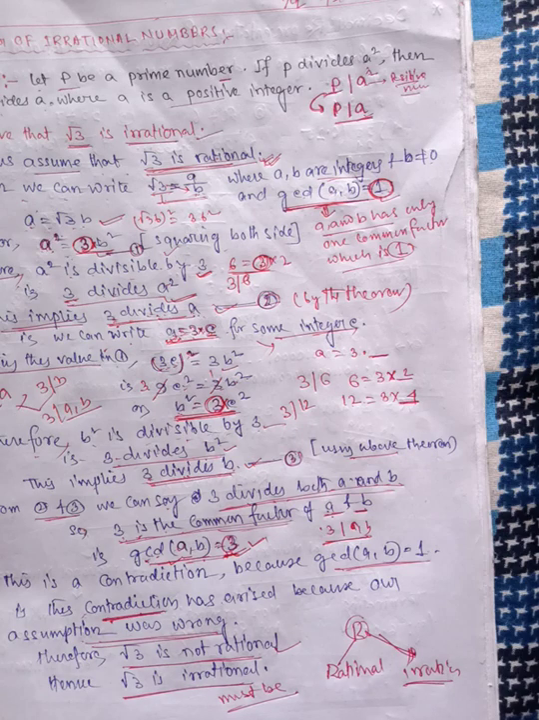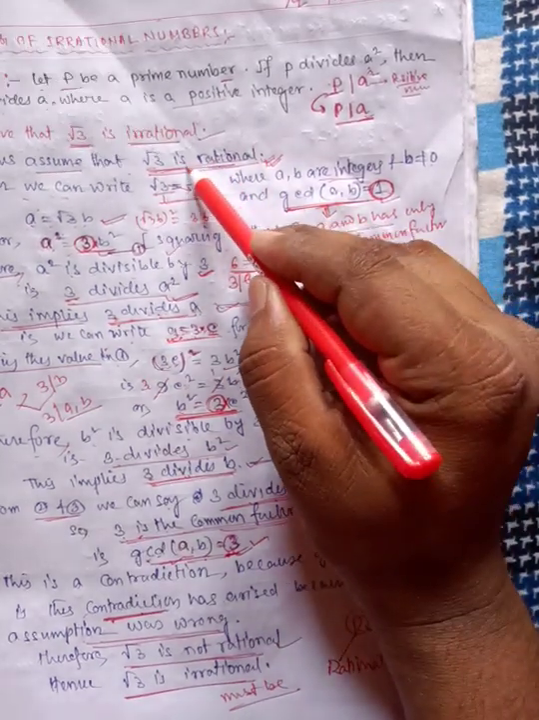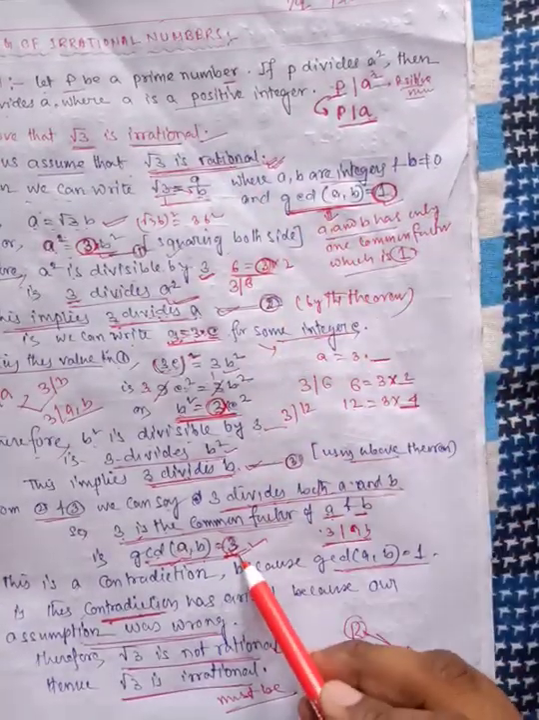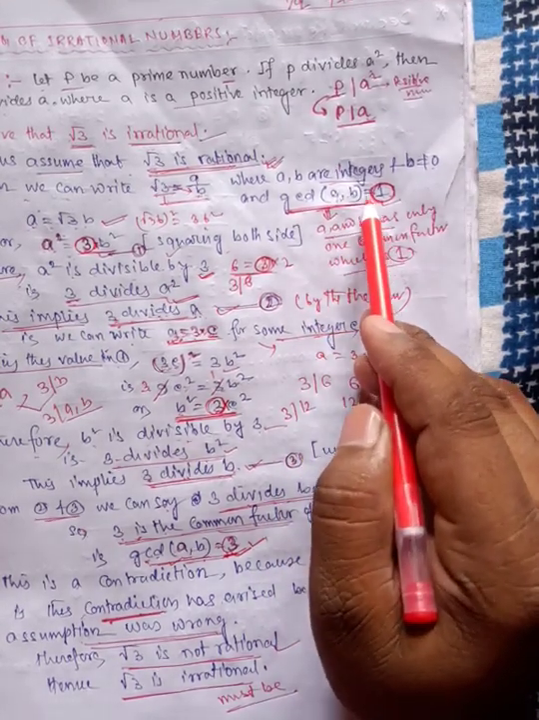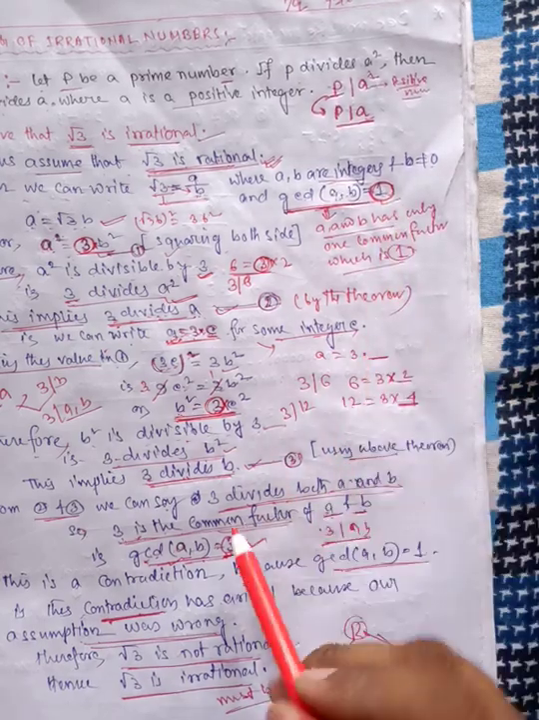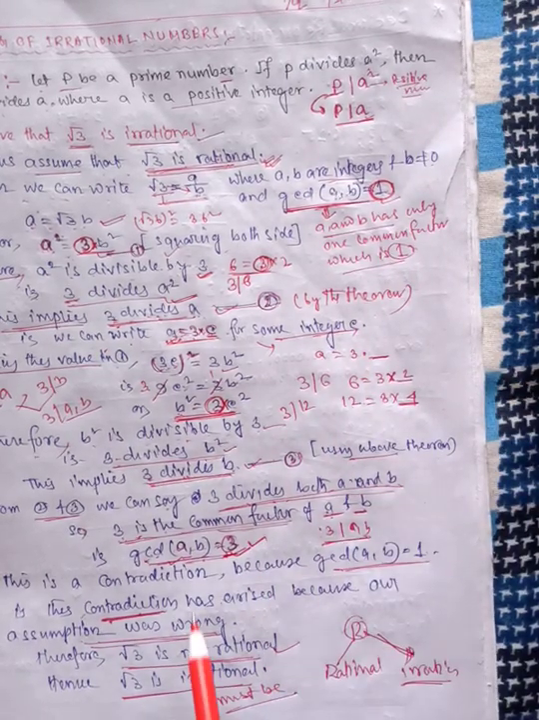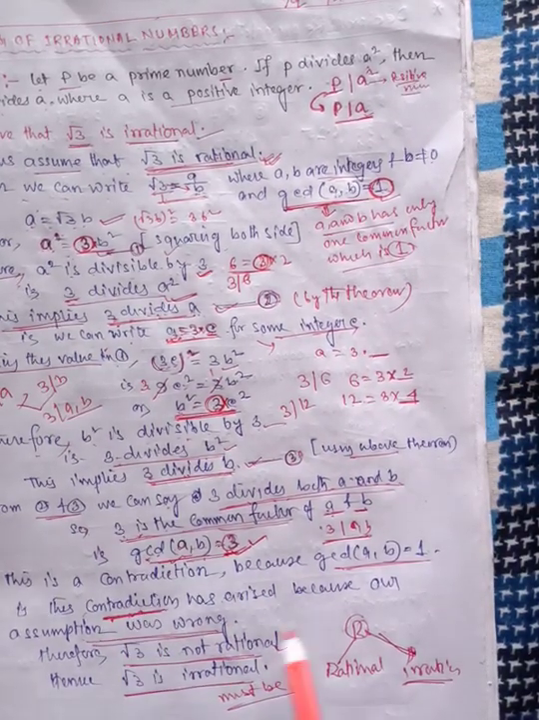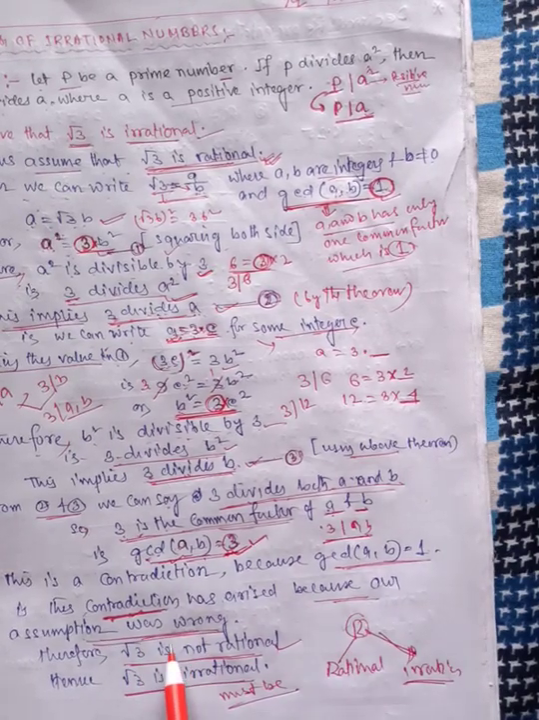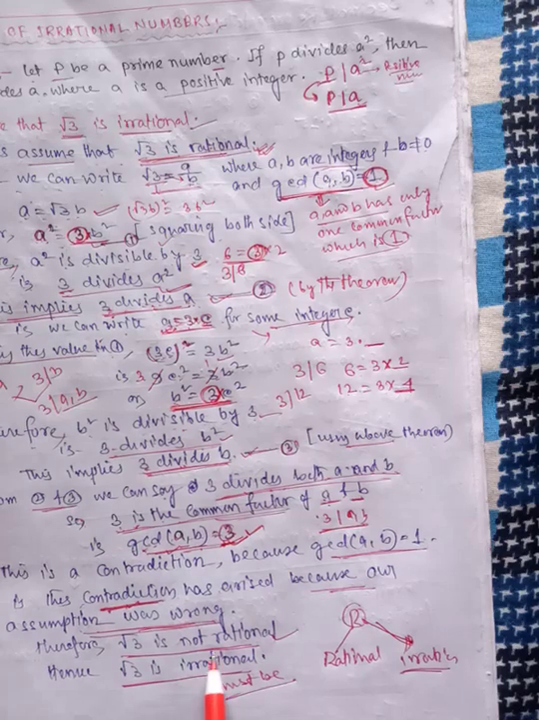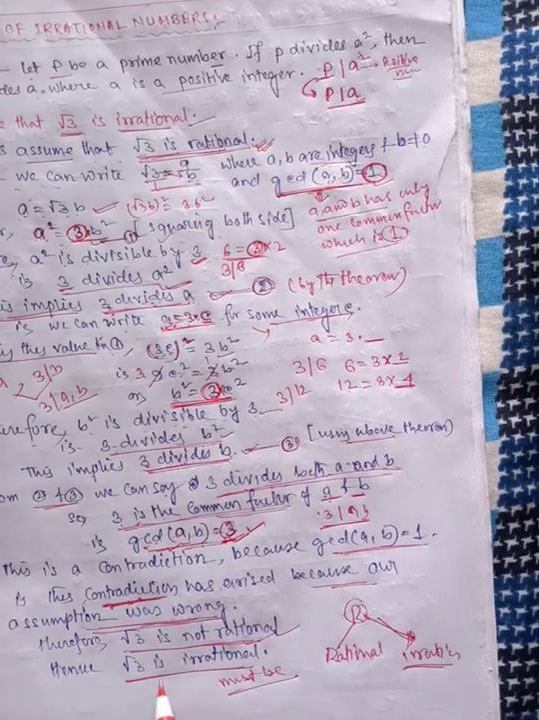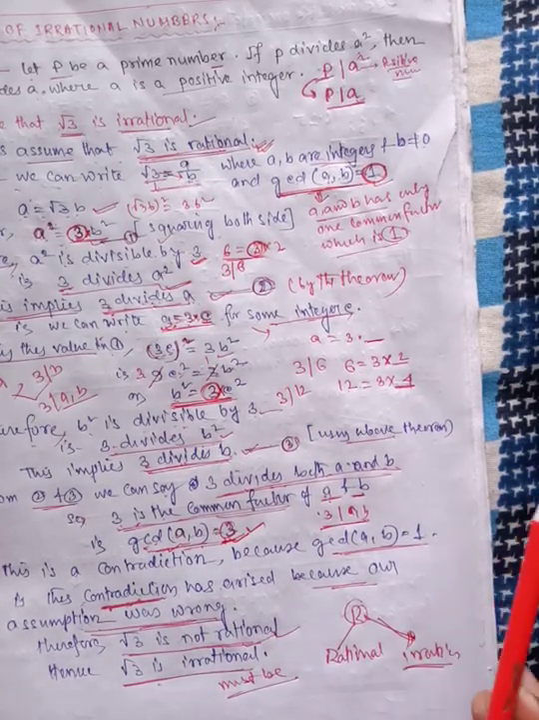First we assume the opposite of what we have to prove: we have to prove irrational, so we assume rational, but at the end we got a contradiction. The condition on a and b was that GCD of a and b should be 1, but we got GCD of a and b as 3. This is the contradiction. It arises because our assumption was wrong. We assumed root 3 is rational, which is not possible, so root 3 must be irrational.